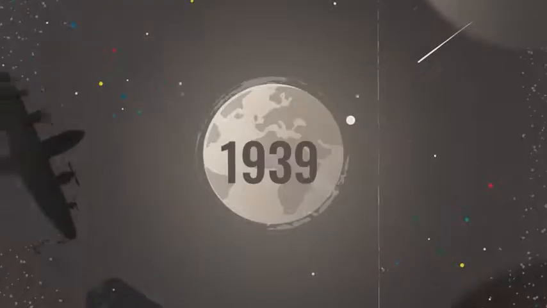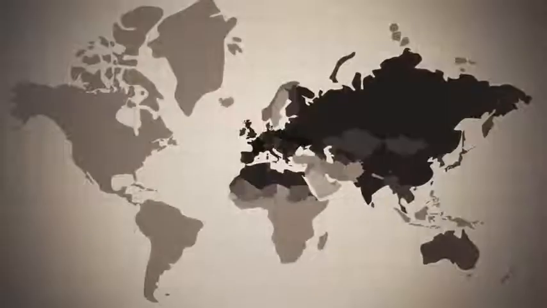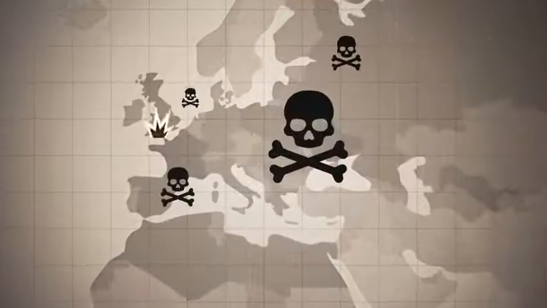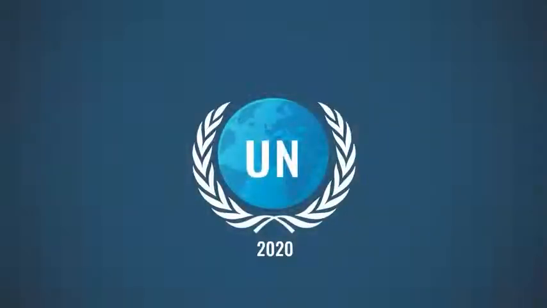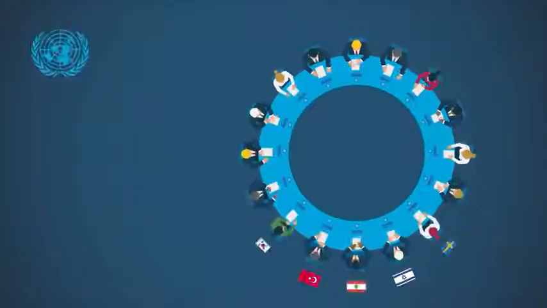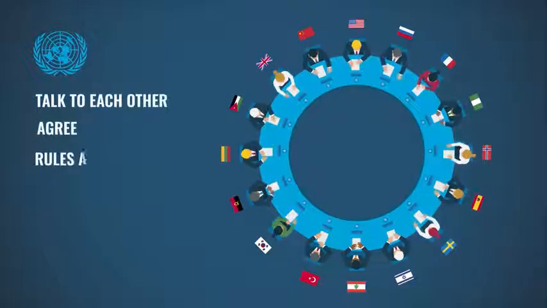The Second World War caused enormous destruction and left large parts of the world in ruins. That's why the United Nations was established with one main target: to prevent war in the future. The UN is a meeting point where leaders from all around the world can interact. In the UN, countries try to agree on which rules and agreements should apply in the world.